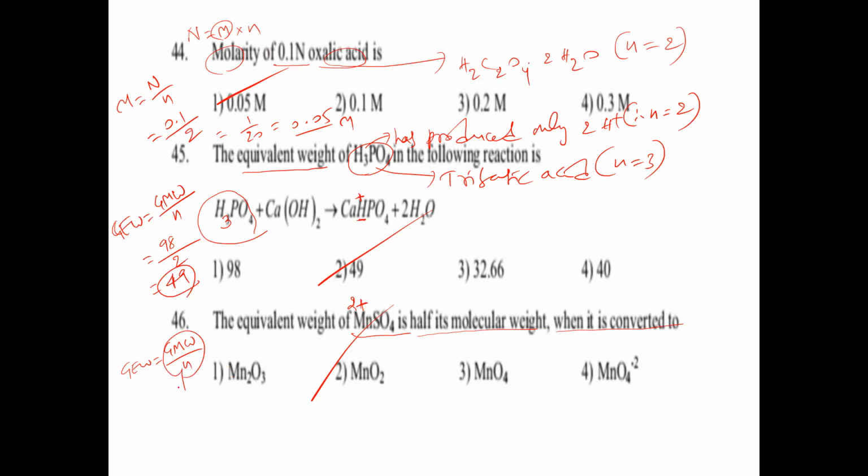Already they have given the gram molecular weight by n factor, which is 2. Half of the gram molecular weight is equal to the gram equivalent weight. They mentioned that in the question here. That's why we now have to get the equivalent weight.